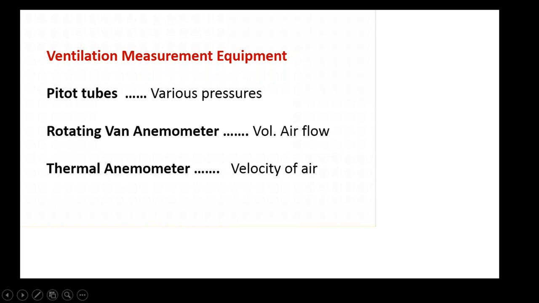As far as David Yates' book is concerned, there is only one point about your question: that a Pitot tube is limited to velocities at or below 600 to 800 feet per minute. Pitot tubes are used for velocities of 600 to 800 feet per minute or below. If the velocity is more than that, Pitot tubes are not valid. This is the only point in the David Yates book. As you mentioned, it depends on the rate of the flow. The rate of the flow is determining the type of measurement. I think this is found not only in the ventilation chapter, but also in industrial hygiene.